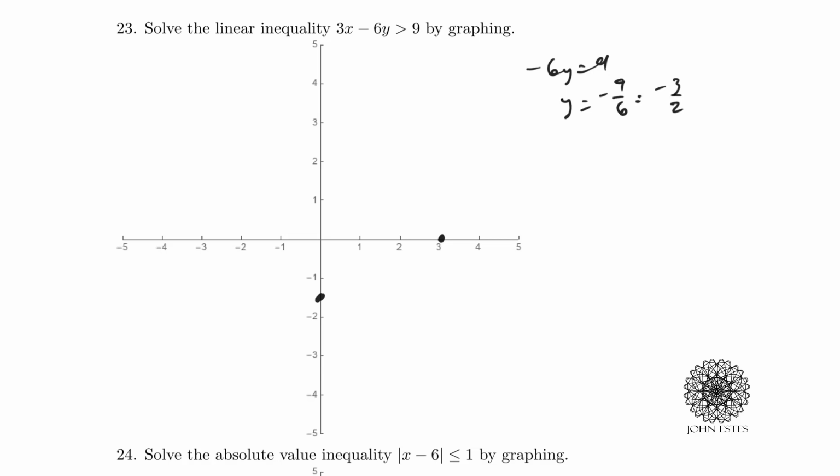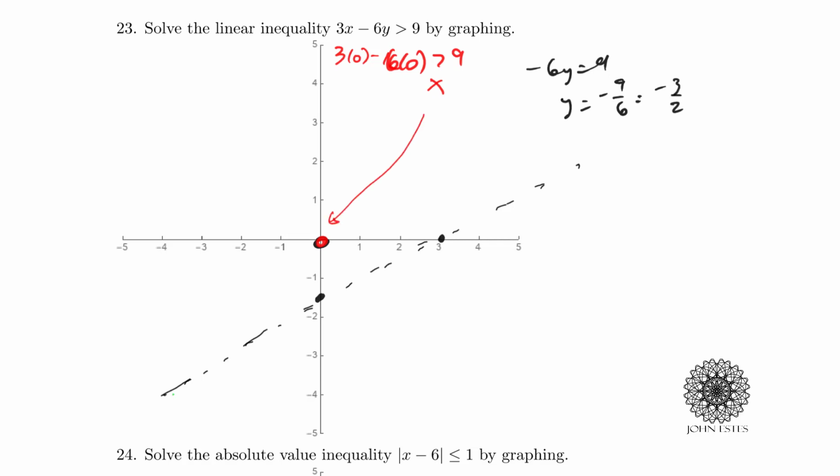I'm going to connect these two, but since it's strictly greater than, I want a dotted line. And now I've got to figure out which side of this plane to shade in. And so I need to pick a test point. I'm going to pick the test point 0, 0. If I plug in 0, 0, I get 3 times 0 minus 6 times 0, and I'm saying that's greater than 9. And it's not, right? So 0, 0 is not in my shaded region.